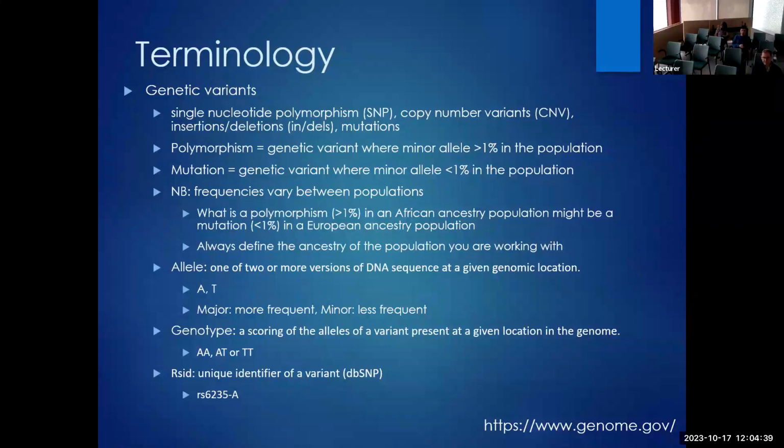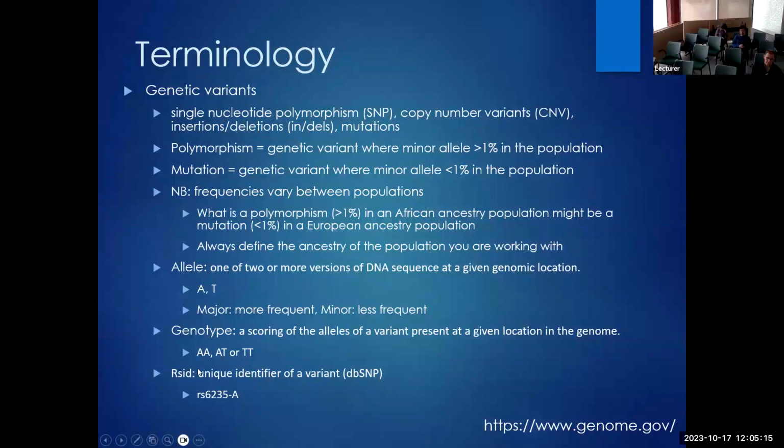When we talk about alleles, we're talking about the different versions of DNA at any point in the genome. The major allele is the one that's most frequent, the minor is the one that's less frequent. And again, that can change between populations. When we're talking about a genotype, we're talking about the scoring of the alleles at a given locus. So if your alleles are A or T, then the genotype can be AA, AT, or TT.